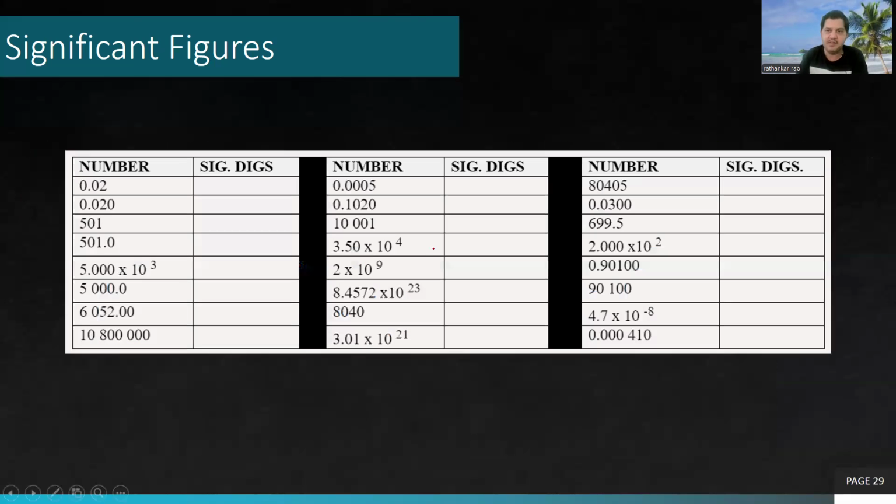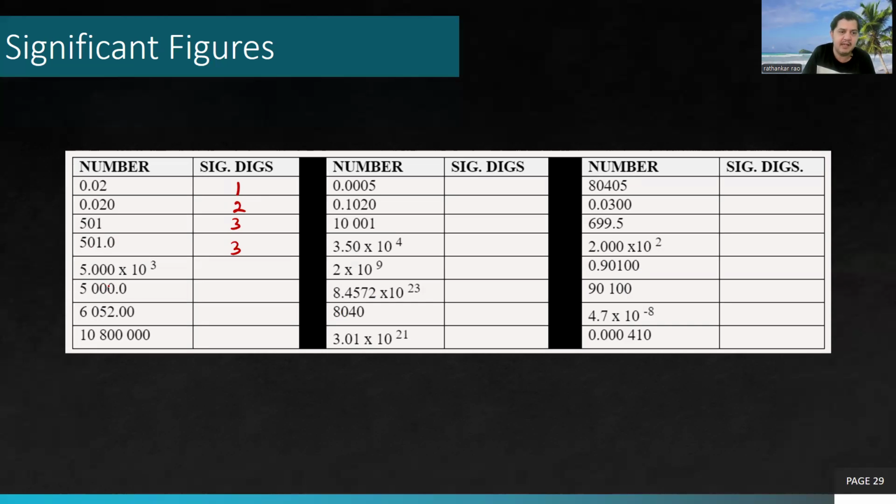Now there are several values given over here. We would like to look into how many significant figures each one of them has, so that you get an understanding of how to write the significant figures. Then 0.02, how many significant figures? This zero does not count, so it is 1. 0.020, how many? Only this 2 and the zero after it count, so it is 2. 501, clearly 3. 501.0, see, any zero after this will not count, so it's only 3 here.